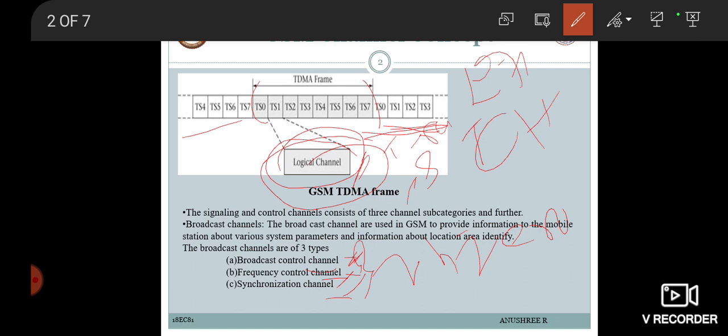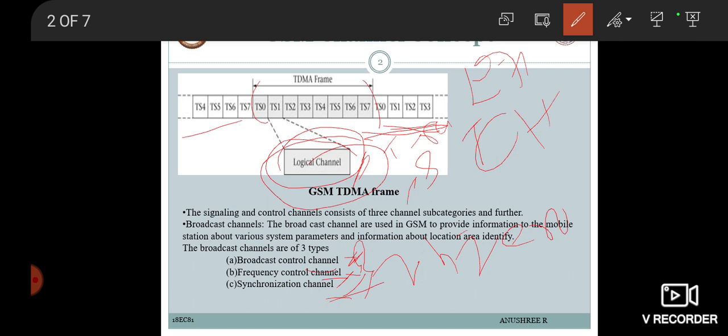The first one is the mobile station can use this signal to synchronize itself to the correct frequency, and the next reason is the mobile station can verify that this is the BCCH. Next comes the synchronization channel. The synchronization channel is used to transmit the required information for the mobile station to synchronize itself with the timing within a particular cell.